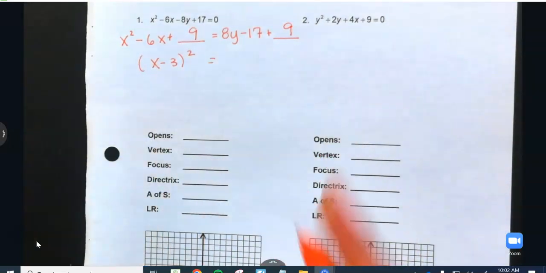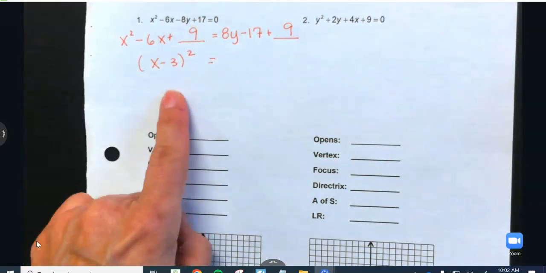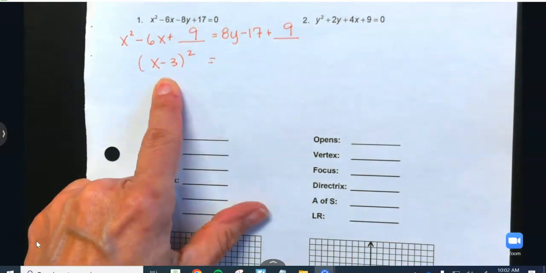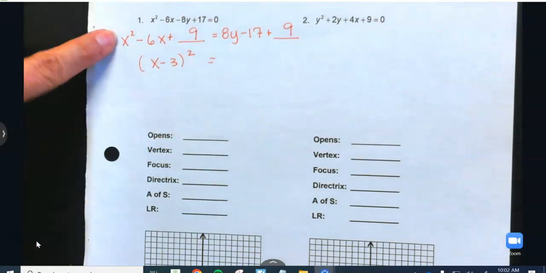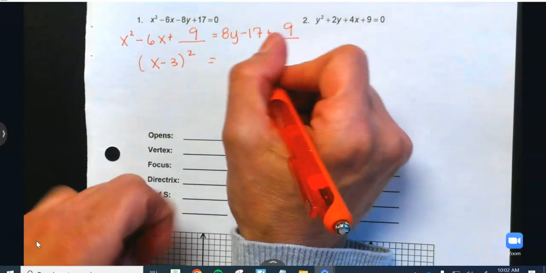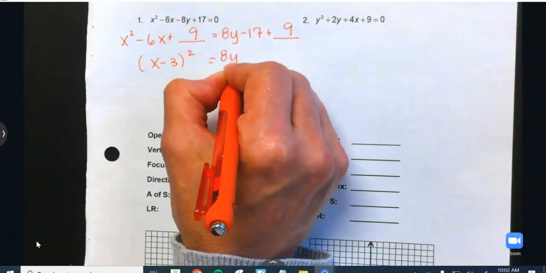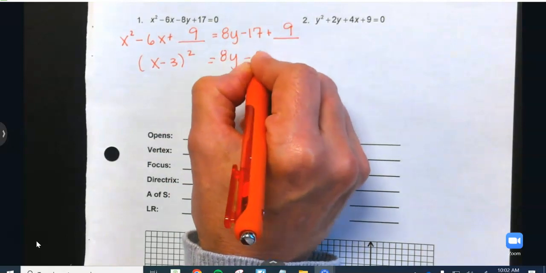All right, now this line of my work, I took this little perfect square trinomial and I wrapped it up in a nice, neat little factored package. Remember, this is the same thing, it's just factored form. Let's clean up the right side. So this is going to be 8y minus 8.